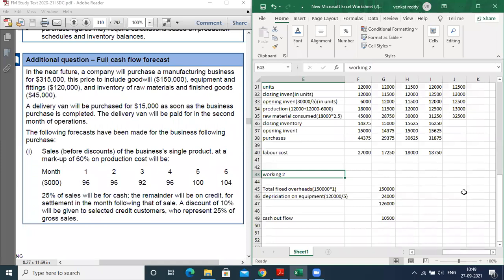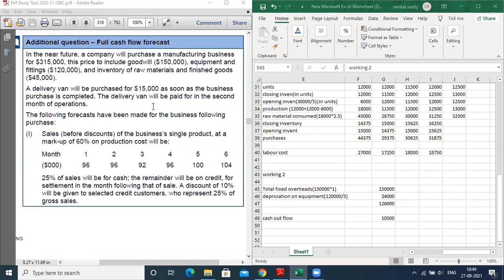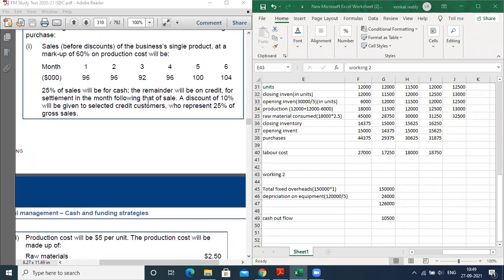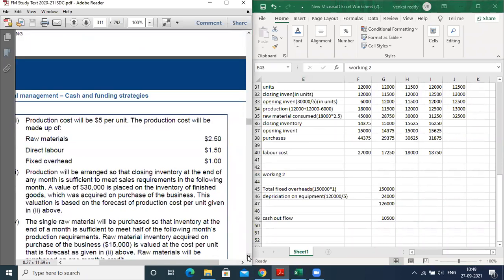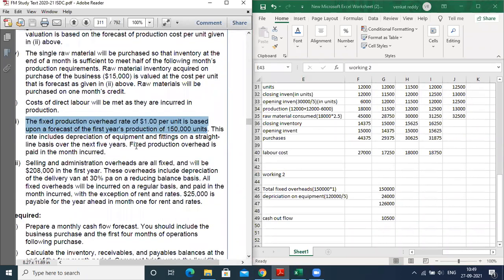Is that clear about production overhead? Just giving a quick overview on this. Actually, for production overheads, in the question they gave $1 per unit. So fixed production overhead is $1 per unit. The total annual units expected is 1,50,000. On that $1 per unit, we get 1,50,000, which is nothing but the total fixed overhead.